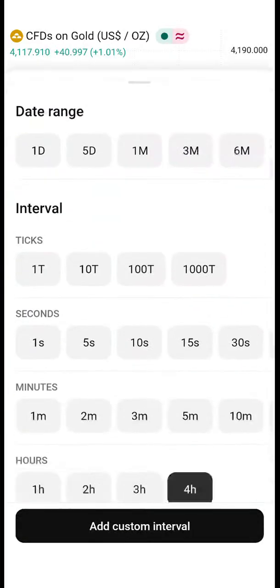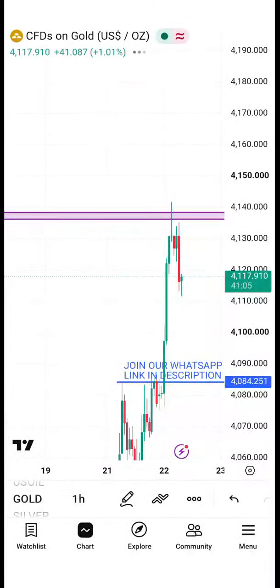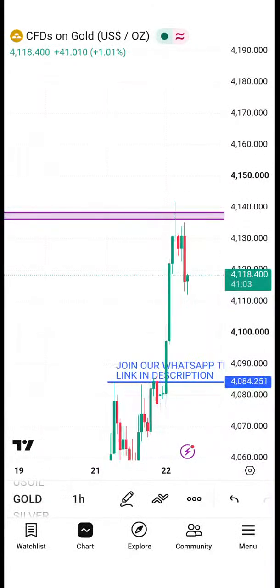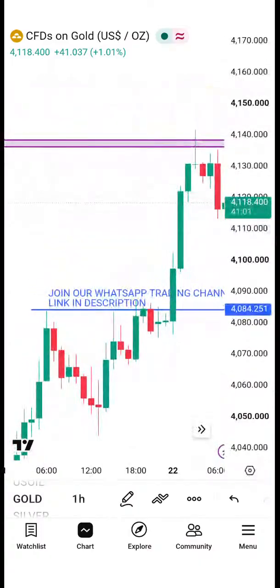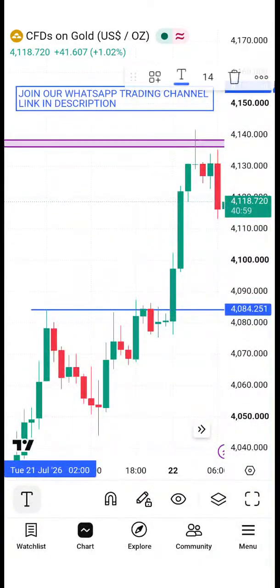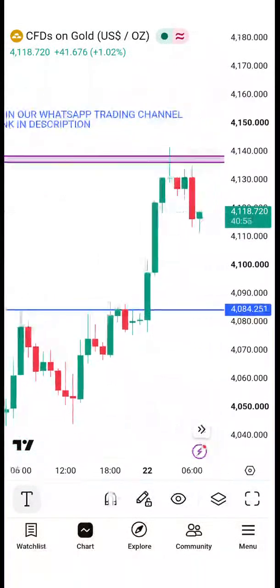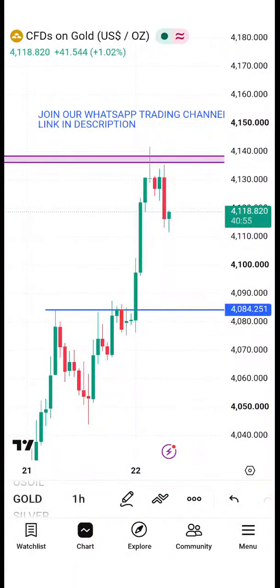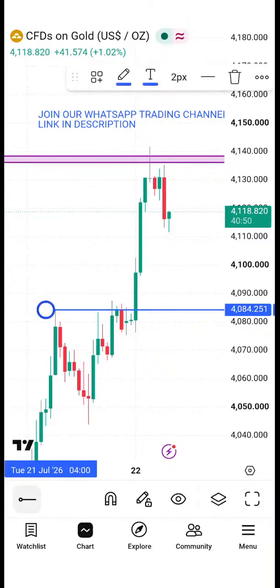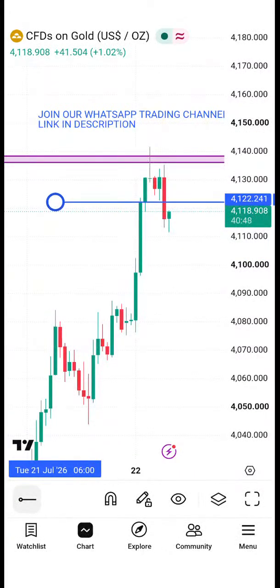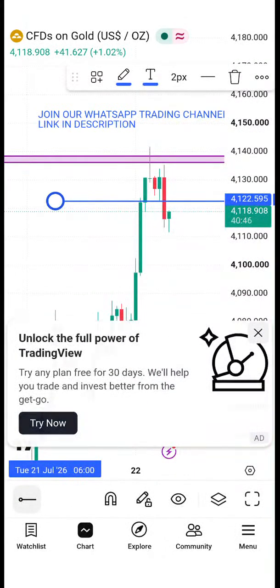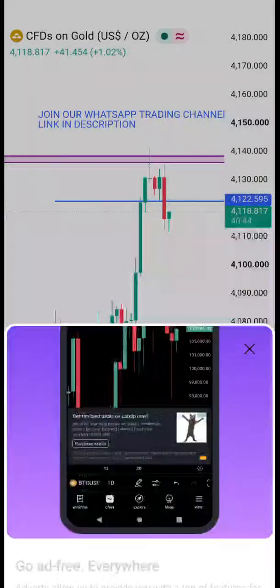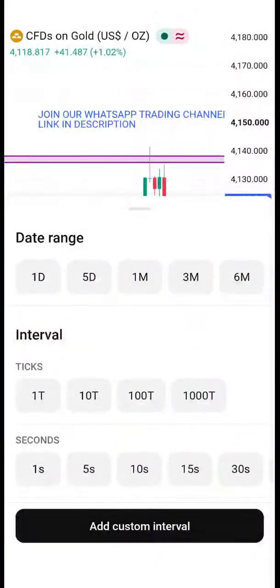Switching to the 1 hour time frame to see if there's any change in character, change in direction. Okay, you can see the low here was taken out, so there is a change in direction.